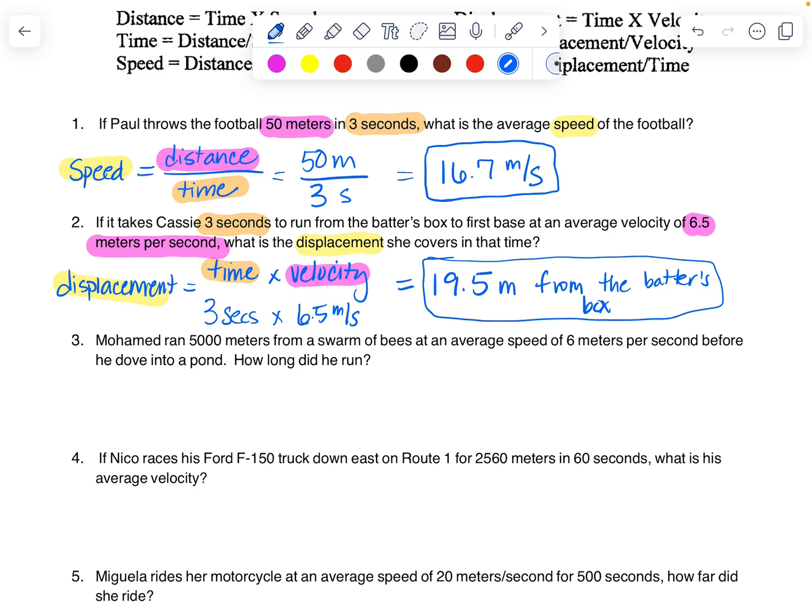The next one, Muhammad ran 500 meters from a swarm of bees at an average speed of 6 meters per second before he dove into a pond. How long did he run? So in this case, long means time. If it was a distance, they would probably say how far did he run. So if we're looking back up here, we have 500 meters, 6 meters per second, and we want to know how long. So we're looking for time.